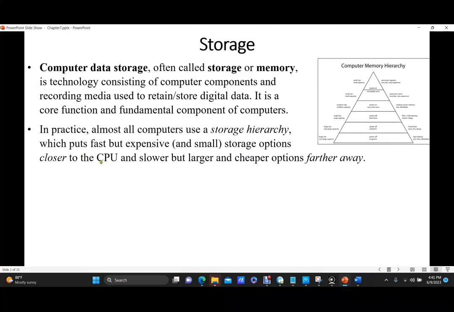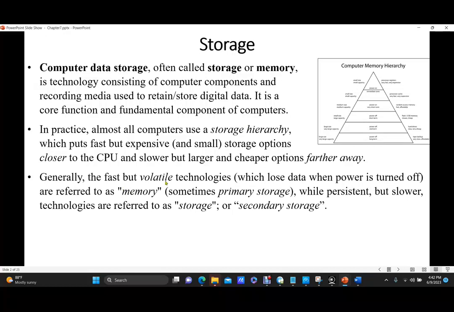In practice, almost all computers use a storage hierarchy, which puts fast, expensive, and small storage options closer to the CPU, more easily accessible by the CPU, and slower but larger and cheaper options further away, not so easily accessed.